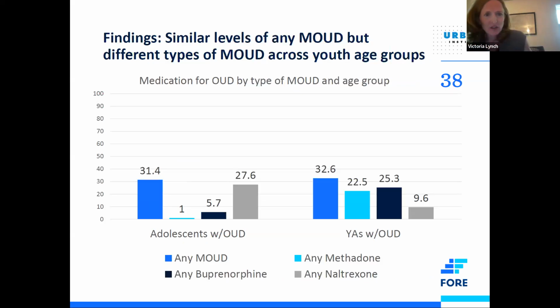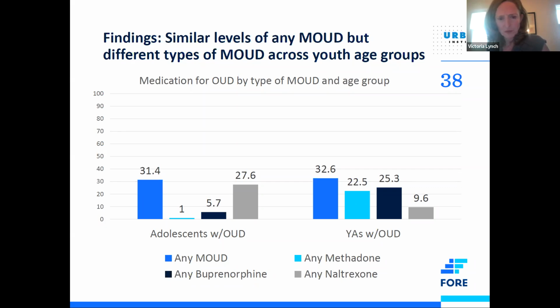Next slide here. So this one shows similar levels of medication for OUD, but different types of MOUD across the youth age groups. The dark blue shows any MOUD. So you can see close to a third, 1 in 3 of adolescents and young adults had MOUD ever in the year. But you can see from the next bars that it varied by type. Adolescents, not surprisingly, we don't really see much methadone, as compared to young adults, where 22.5% of those identified with OUD had methadone during the year.